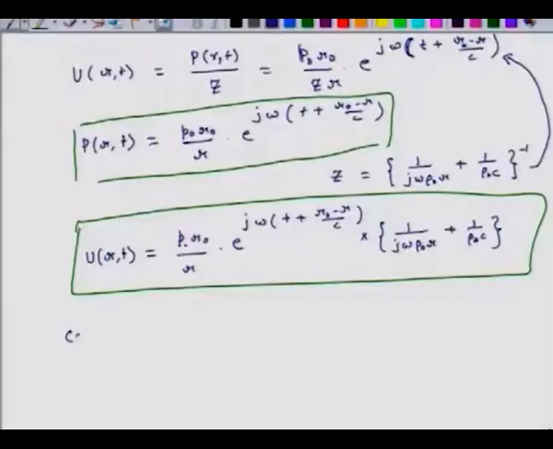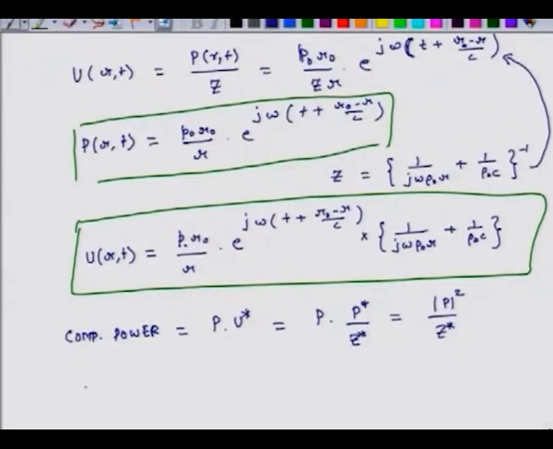So, complex power equals complex pressure times complex velocity, and that can also be written as complex pressure times p star over Z star. And when I calculate it, what I get here is the magnitude of complex pressure squared divided by Z star.